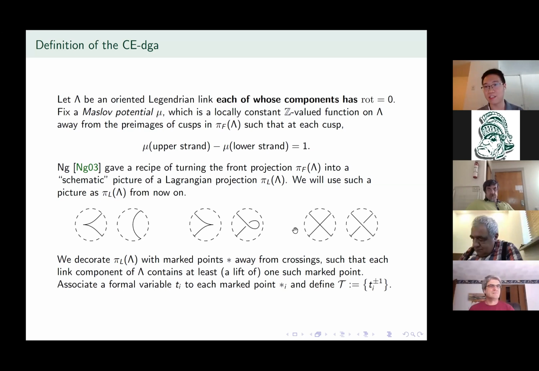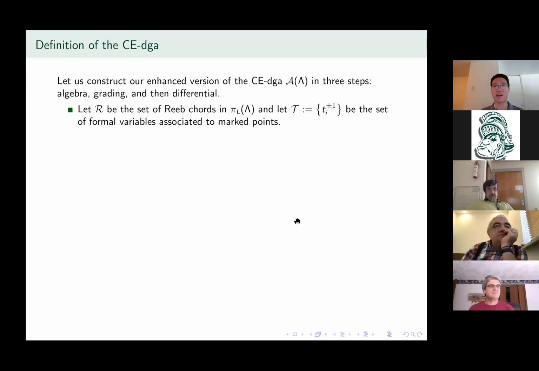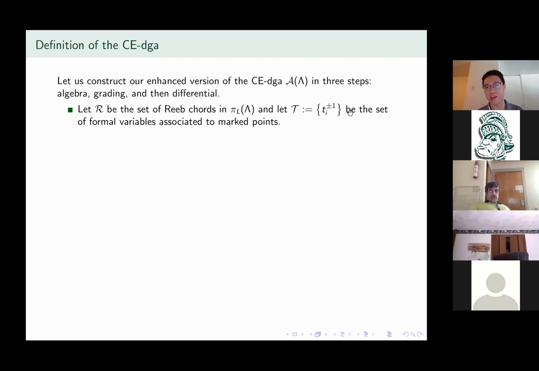So now let's construct the Chekhov-Dili-Ashford DGA. Let's first define the algebra, and then define the grading, and define the differential. The differential is the hardest part, so we save it to the end. Okay, so the algebra is actually quite easy. You take the set of Reeb chords in the Lagrangian projection, so those are the crossings, double points. And you also remember the formal variables on the decoration, t_i. So each decoration has one formal variable, and you're allowed to invert the formal variable as well. So you have t_i inverse.